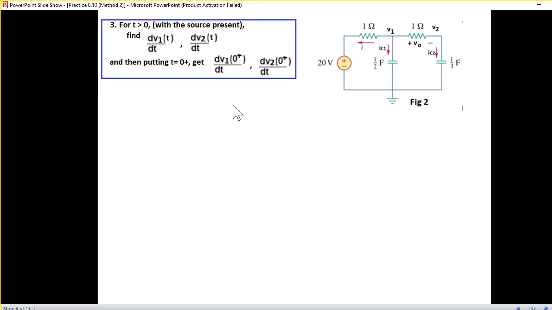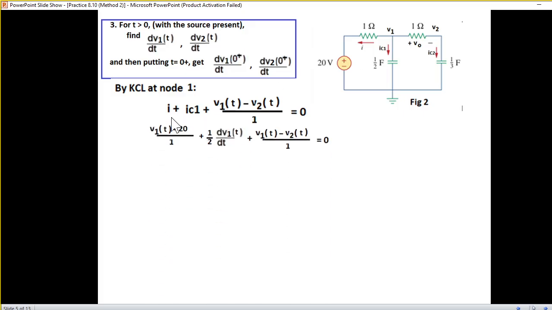Now the third step, we'll find dV1/dt and dV2/dt. Now these values we'll be using subsequently. To find that, we'll use the KCL equation from here. At node 1, we have current I, the capacitor current IC1, and this current which is V1 minus V2.